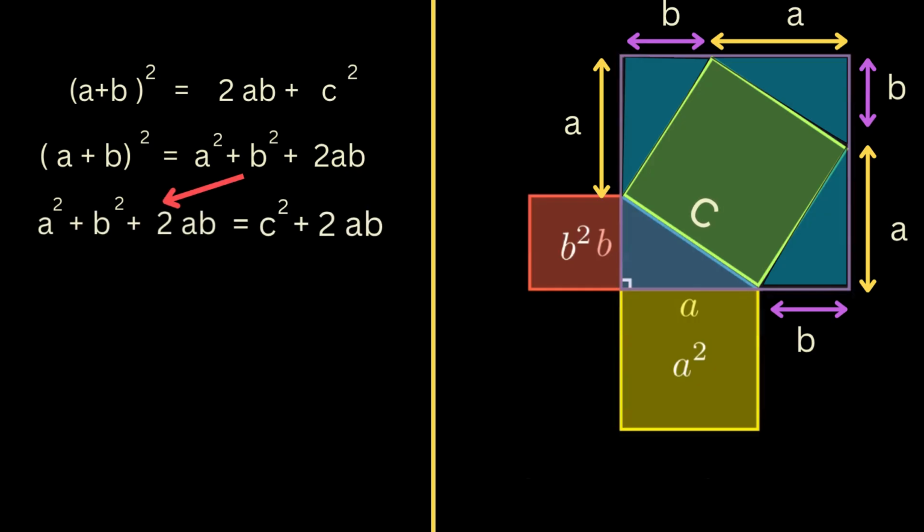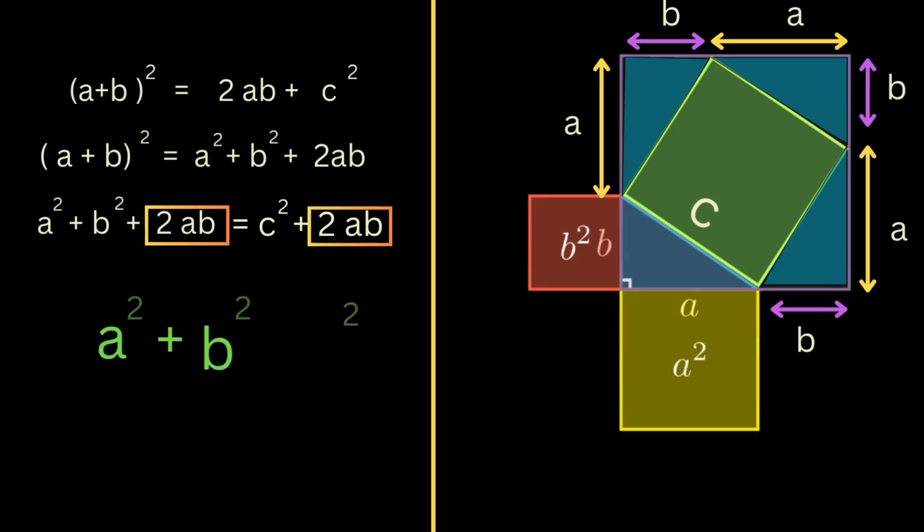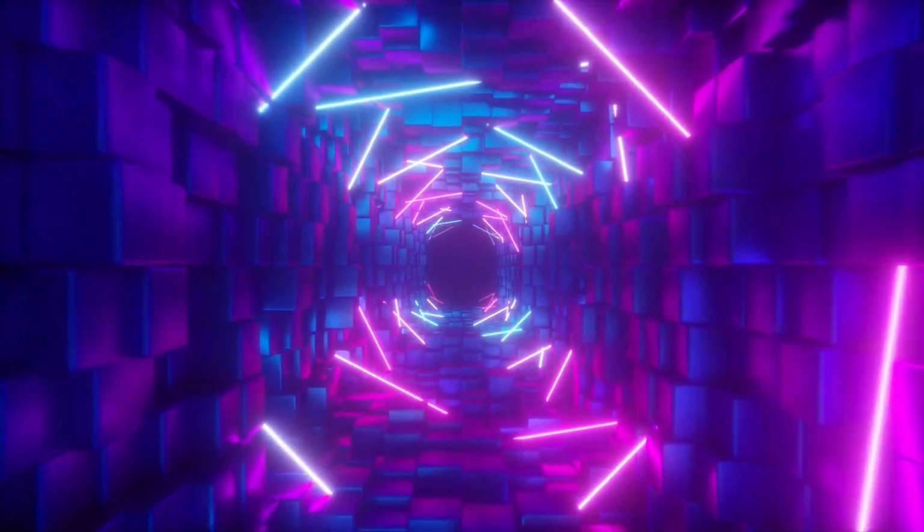And now the magic happens. We have 2ab on both sides of the equation. Subtracting 2ab from both sides, we are left with a squared plus b squared equals c squared. Boom. There it is. The area of the square built on one leg, a squared, plus the area of the square built on the other leg, b squared, is exactly equal to the area of the square built on the hypotenuse, c squared.